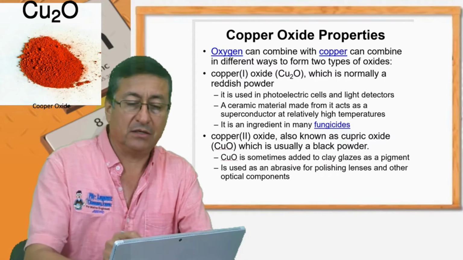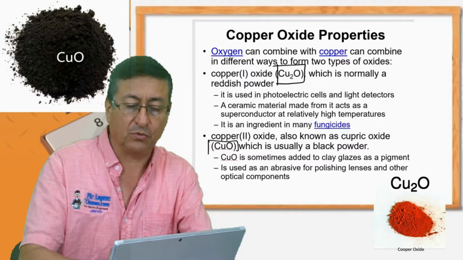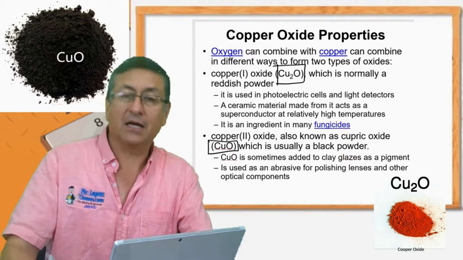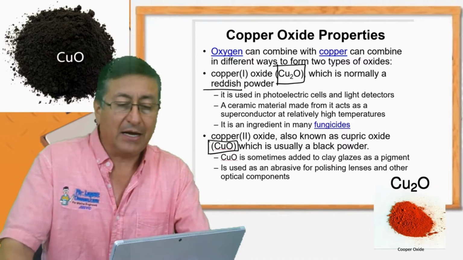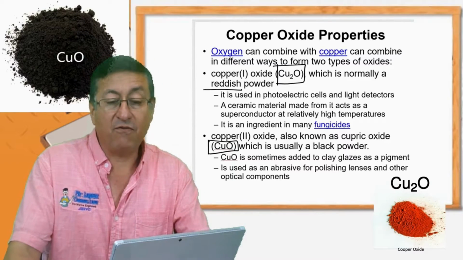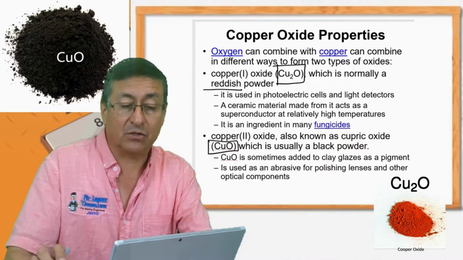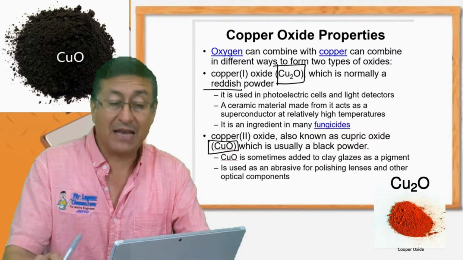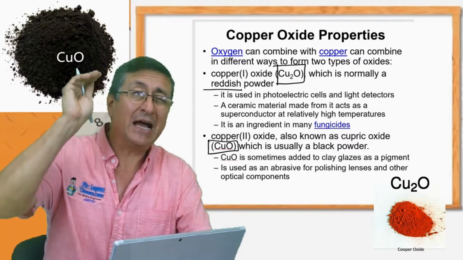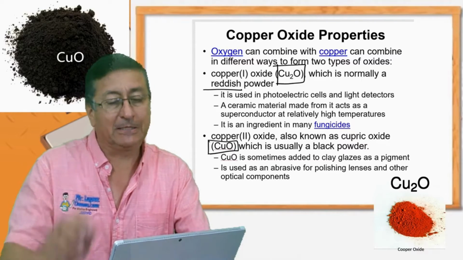Copper 1 is Cu2O. This is the formula for copper 1, and this is the formula for copper 2. Copper 1, the color normally is red, and it is used in photoelectric cells and in lie detectors. It's a ceramic. It is an excellent superconductor. When the temperature is high, it becomes a good conductor of electricity.